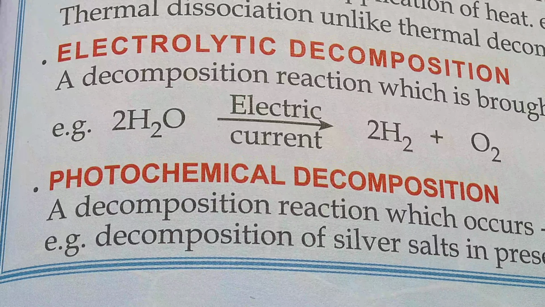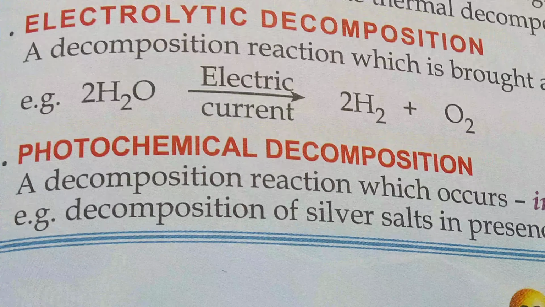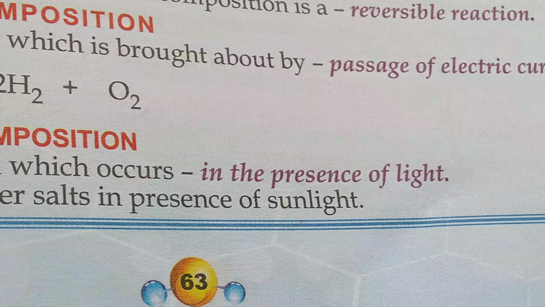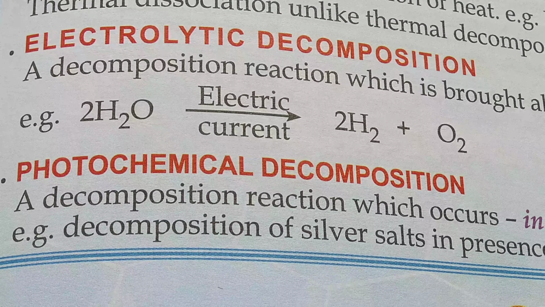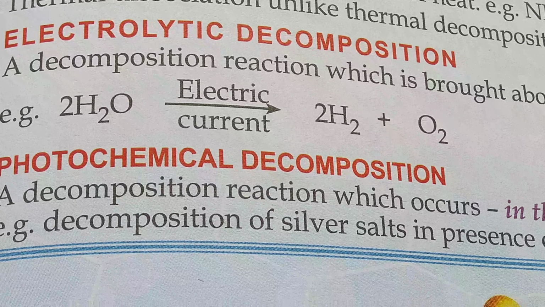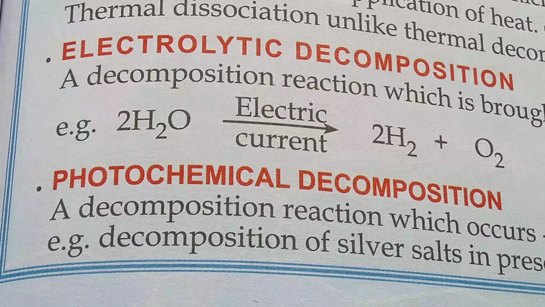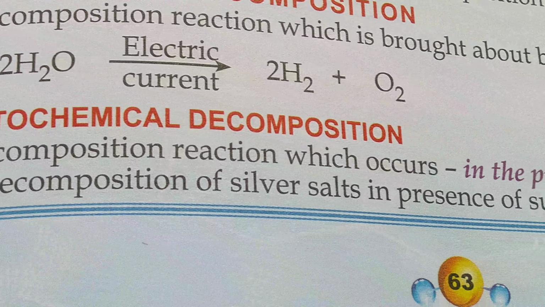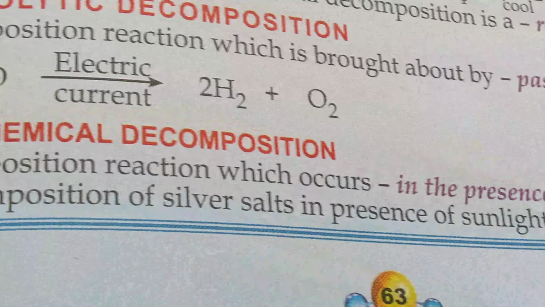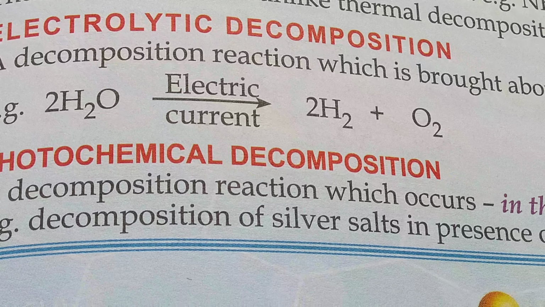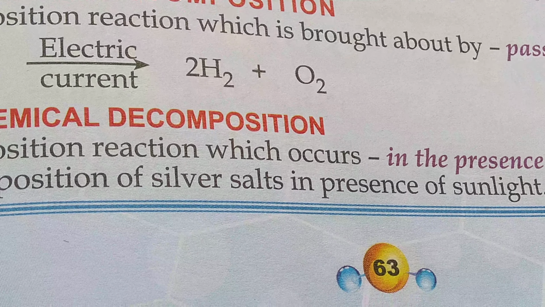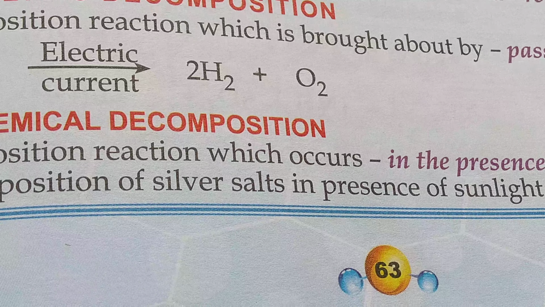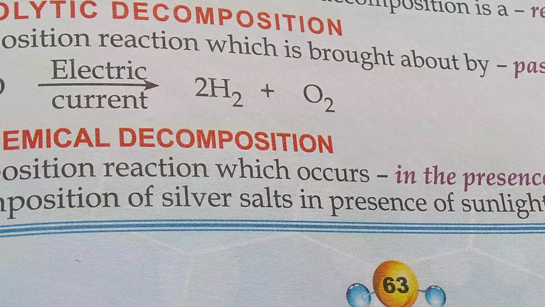Another one is photochemical decomposition. A decomposition reaction which occurs in the presence of light. Photo means light. So whereas the decomposition reaction occurs in the presence of light, that is known as photochemical decomposition. Decomposition of silver salts in the presence of sunlight. So what will the example be? Silver salts, when we break them down in sunlight, provide metals, suppose silver plus another one.